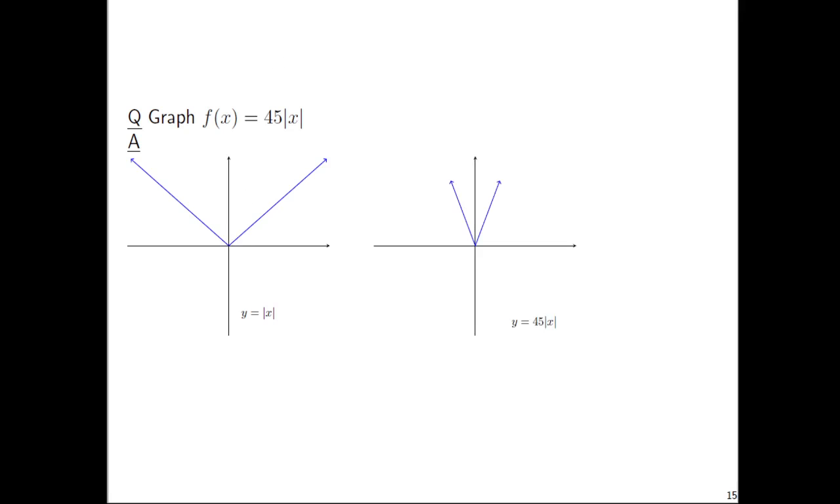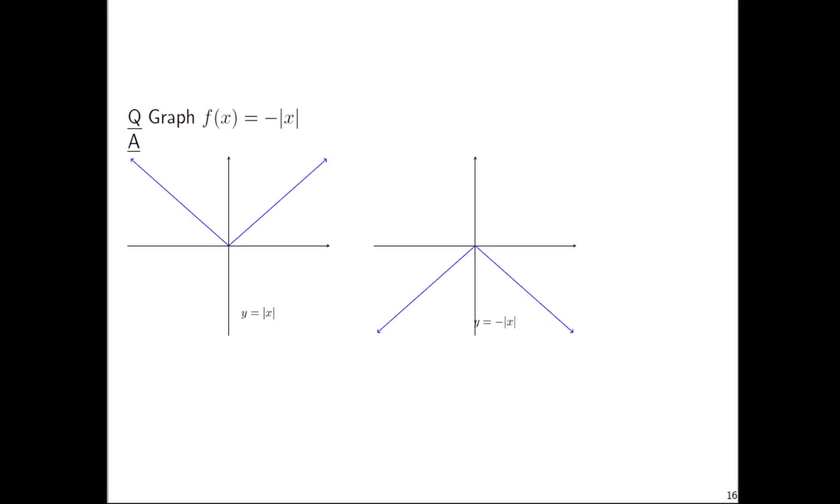So, how do we graph f of x equals 45 times absolute value of x? Well, there's y equals absolute value of x. And then if we stretch this vertically by a factor of 45, instead of being so shallow for the slope, it's going to be much sharper. This piece here is going to end up being right there instead. So we'll have something that looks like this: y equals 45 times absolute value of x.